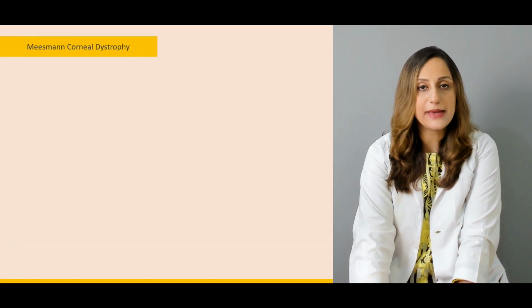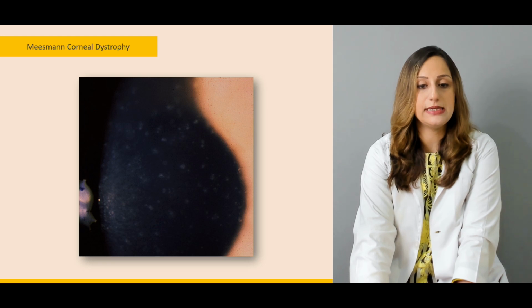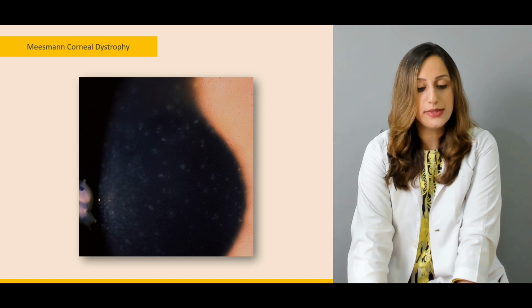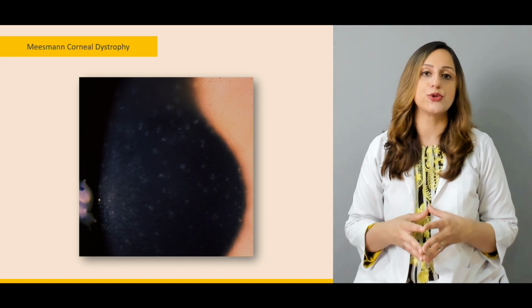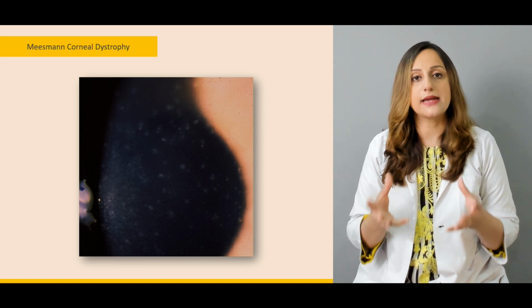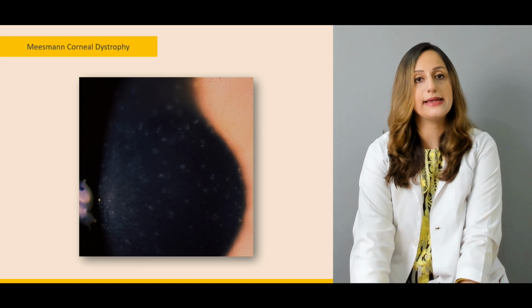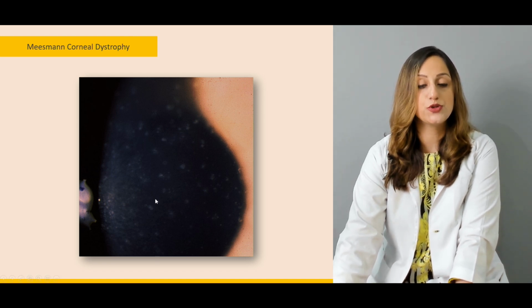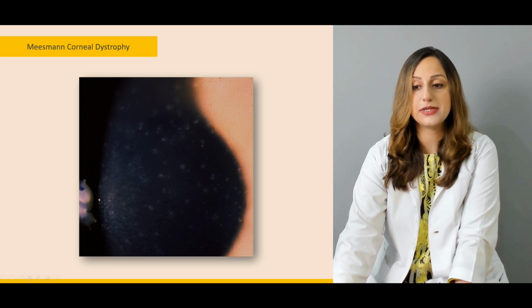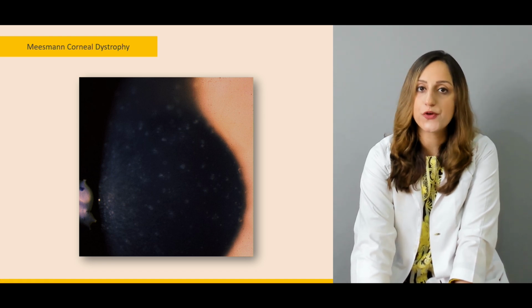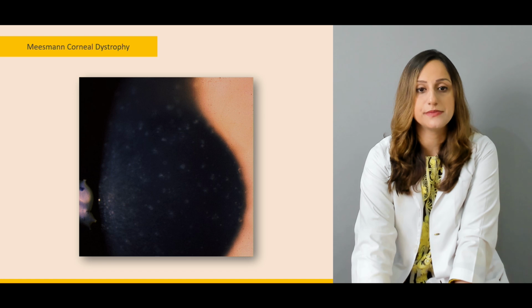Then we have the Meesmann corneal dystrophy, and this is the peculiar picture for it. It is an autosomal dominant dystrophy, and it's also known as the Stockel-Holt dystrophy. This is another name that is commonly used clinically by the patients. The dotted pattern is very important, and you would observe this bleb-like pattern in these patients, and the corneal haziness is scattered uniformly, involving the whole of the cornea.